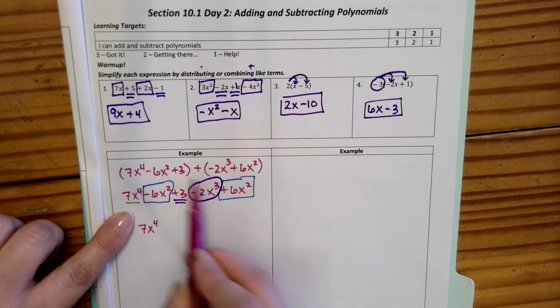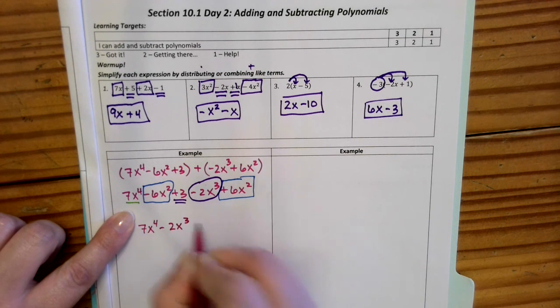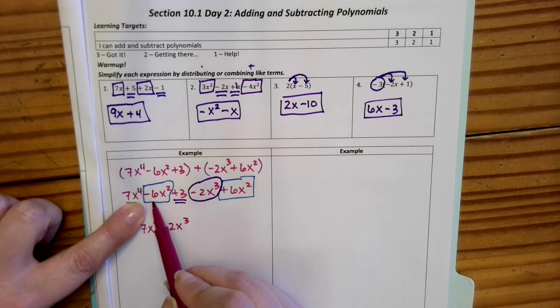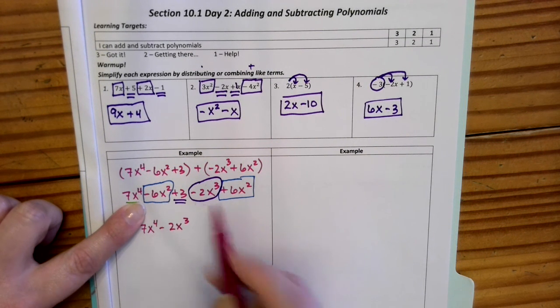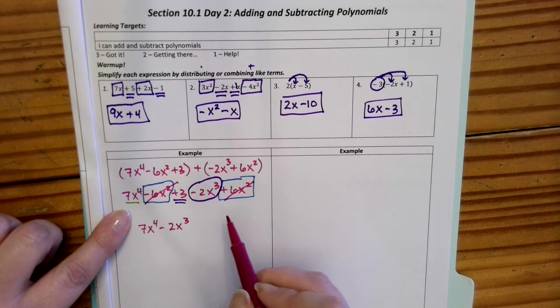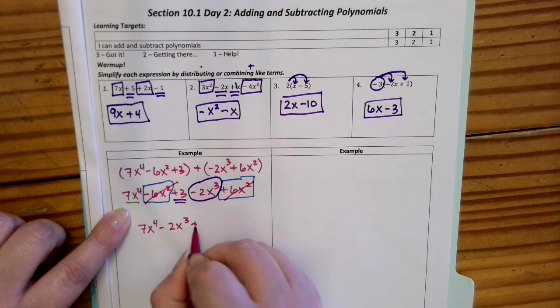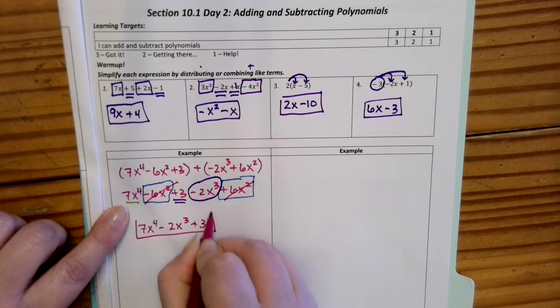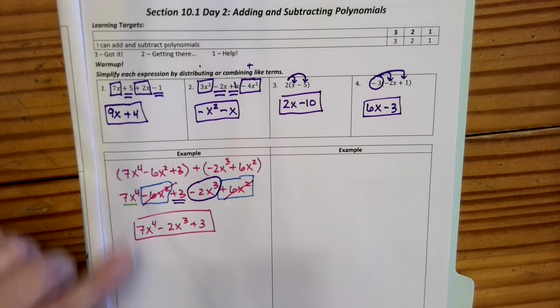And then the next highest exponent would be this one with a 3, so minus 2x to the third. When we have negative 6x squared and positive 6x squared, negative 6 plus 6 is actually 0, so those cancel each other out, which means there is nothing with an x squared. And then the last piece that we're left with is this plus 3. And so there is our final answer for that one.